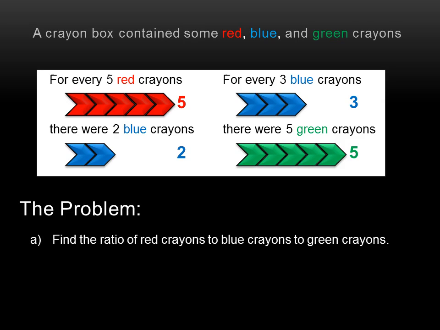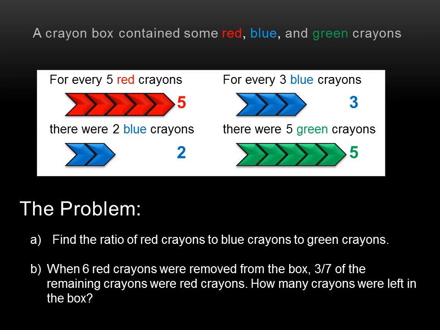The problem. For part A, we must find the ratio of red crayons to blue crayons to green crayons. For part B, we are told that when 6 red crayons were removed from the box, 3/7 of the remaining crayons were red. We must find out how many crayons were left in the box.